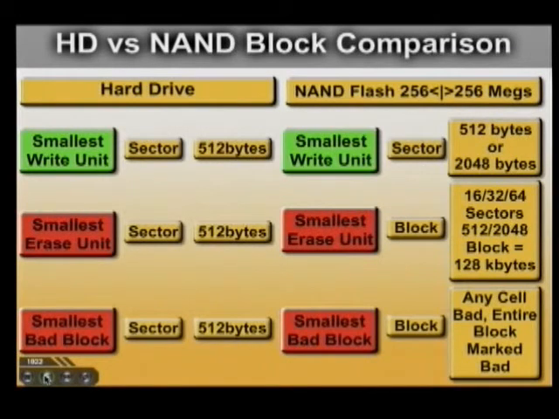When you're dealing with NAND, your smallest writable unit is a sector. Your smallest erasable unit is that block size, where you're actually dealing, in this case, with a multiplier. And if there is any single cell that's bad in the entire block, then the entire thing is marked bad and no longer used.